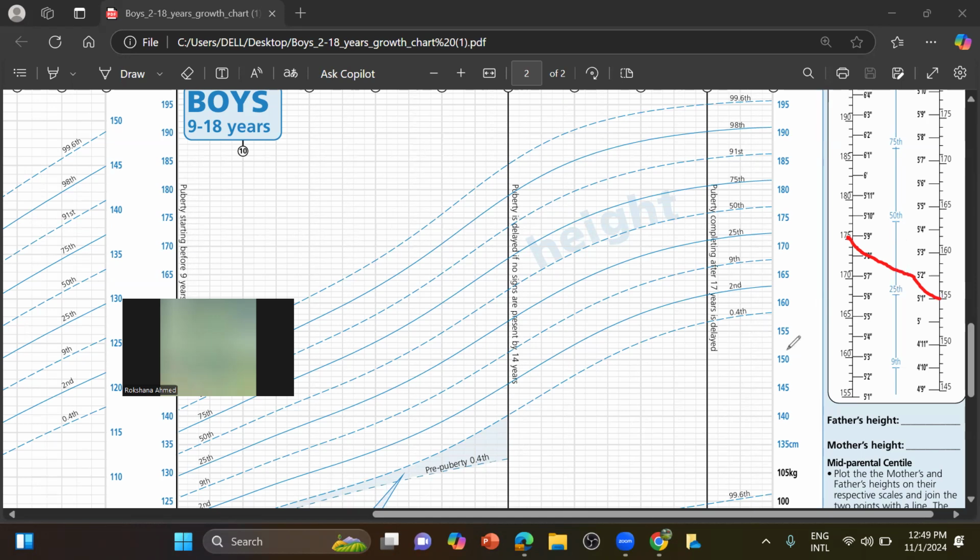Then the thing we have to calculate is the mid-parental centile. Above 2 centile and below 2 centile it will be normal. Just suppose it is at the 27th centile.